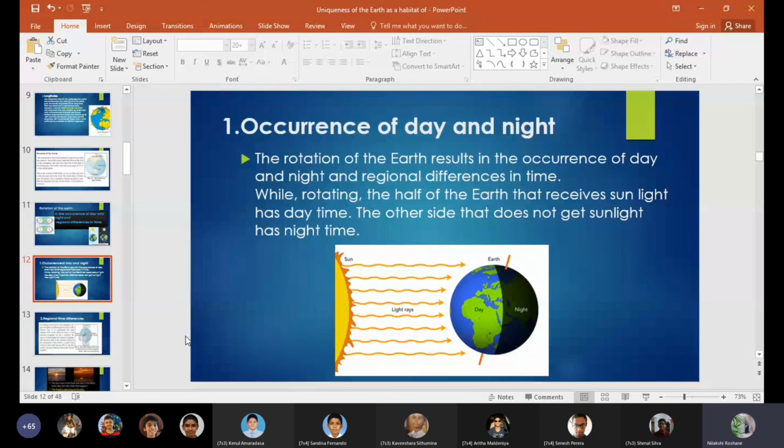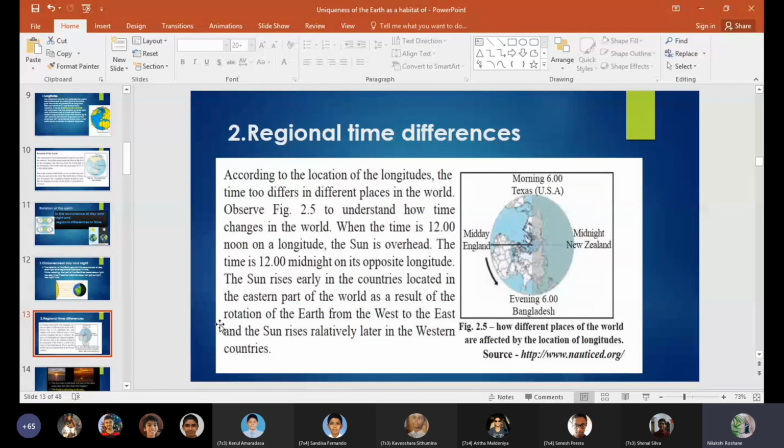Next we are going to discuss the regional time differences. According to the location of the longitude, the time too differs in different places in the world. Observe figure 2.5 to understand how time changes in the world. When the time is 12 noon on a longitude, the sun is overhead. The time is 12 midnight on its opposite longitude.